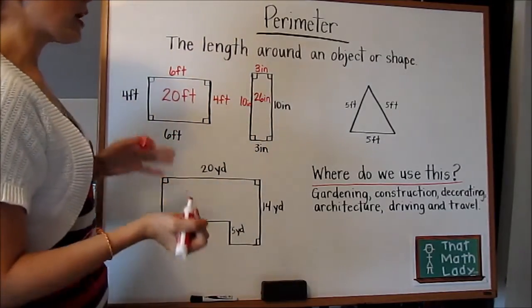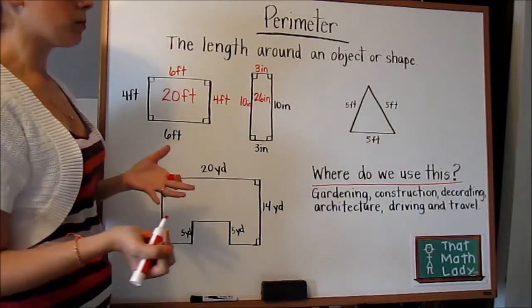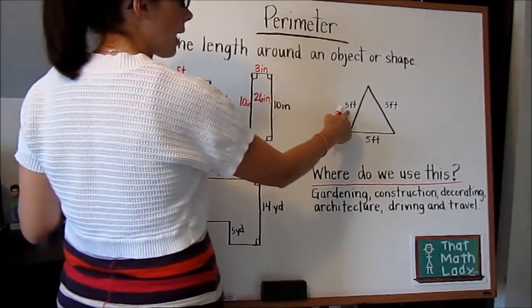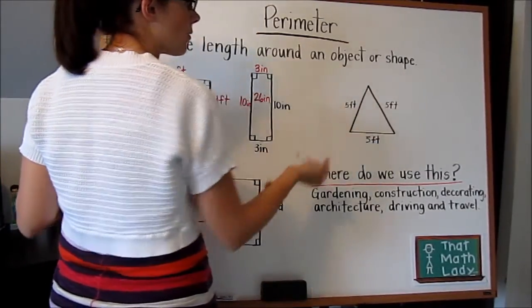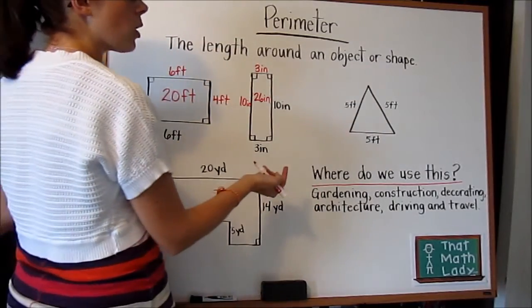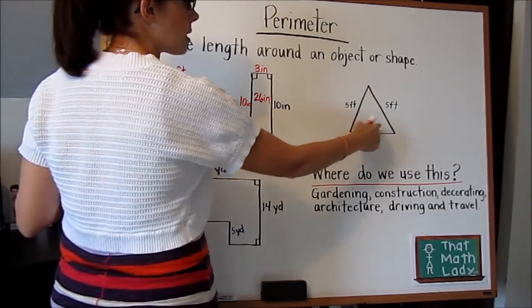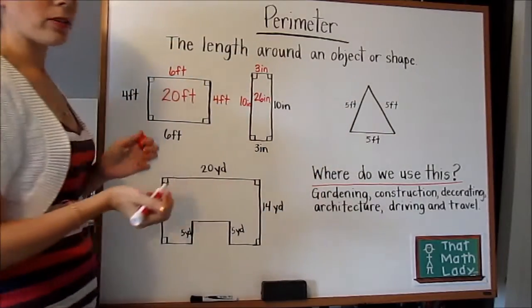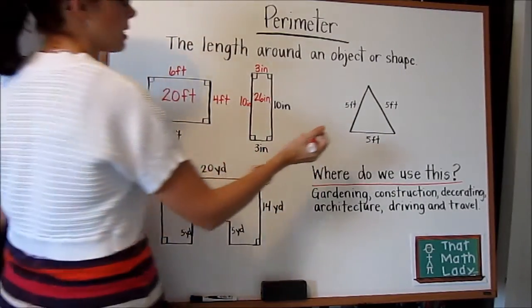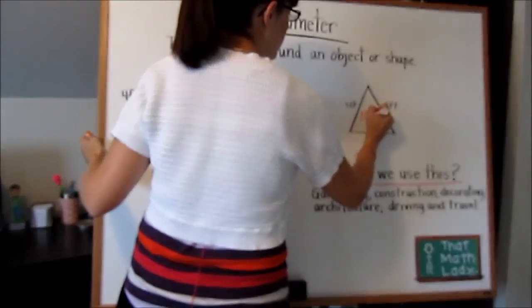And if you are given any other shape which you're not quite sure about, make sure you add all of the sides. Right here we have an equilateral triangle. I know it's equilateral because each side says 5 feet. So 5 times 3 is 15 feet.